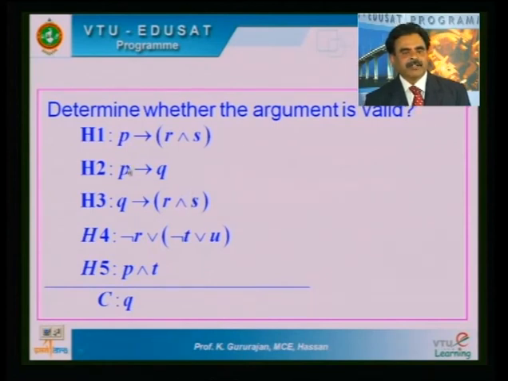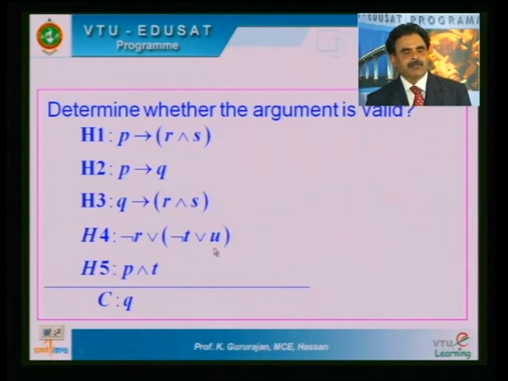I'll explain once again for your benefit. You work with P and T. Now, P is true, T is true, P and T is true, so P is true. Now, P implying R and S is true, so R and S is true, I will get that R is true, S is true. Next, Q is anyhow true, I will get from using H2 and H1. Now, Q is true, Q implying R and S is true, therefore I will get R is true, S is true.